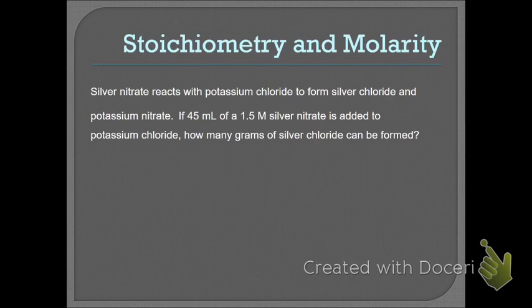All right, we're going to go over some stoichiometry using the molarity equation. Silver nitrate reacts with potassium chloride to form silver chloride and potassium nitrate. So let's first figure out this. Anytime we're doing stoichiometry, you need the molar ratios, which means you need a balanced chemical equation.